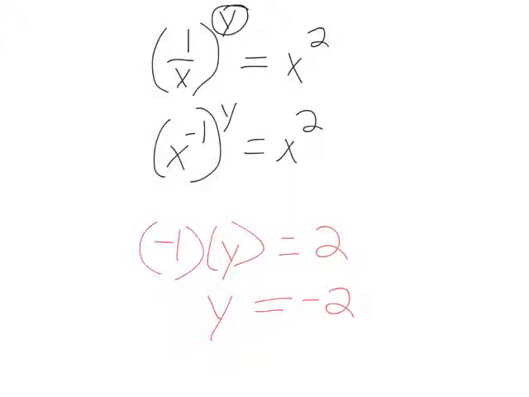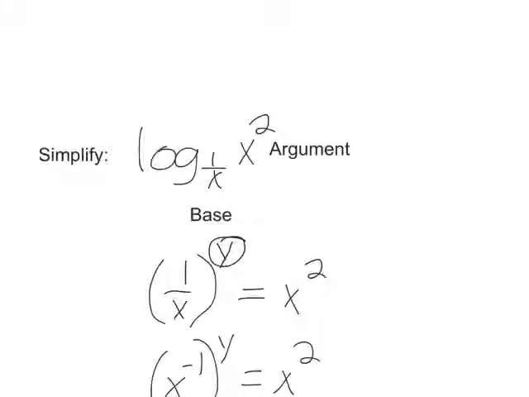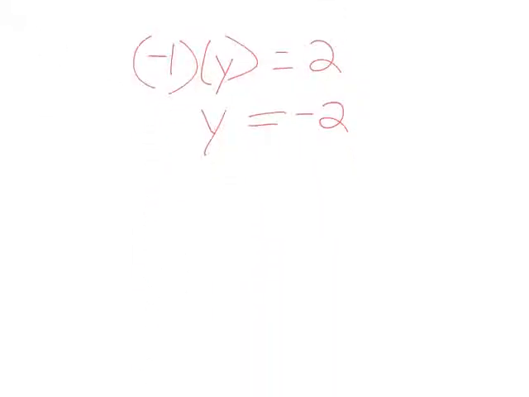So it turns out that our expression up here at the top, log base 1 over x of x squared, is going to be equal to negative 2. Let me come back down here where we've got a little bit more room and rewrite that. Log base 1 over x of x squared is equal to negative 2.